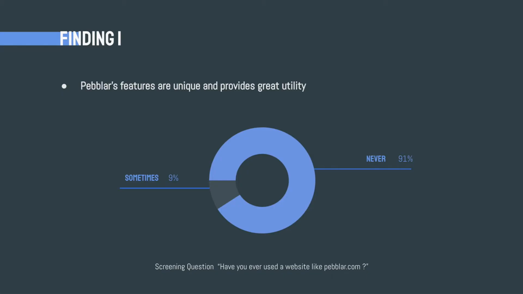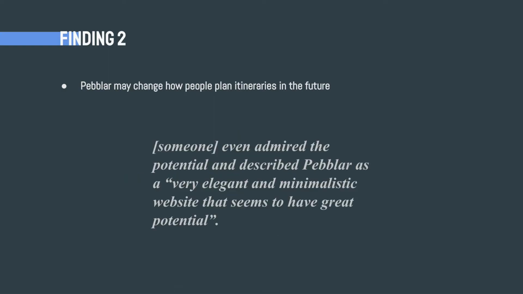Now, let's talk about the obvious question, which is, what did we find? So, in our findings, we noted that users like Pebblar's unique feature and praise the site for its utility. To attest to that, the graph below shows that participants had never used a website similar to this before. Additionally, we discovered that Pebblar can change how people plan their journeys in the future. One participant admired the potential and used words like elegant and minimalistic for Pebblar.